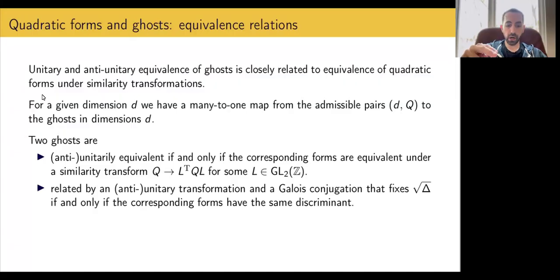So two ghosts are unitarily or anti-unitarily equivalent if and only if the corresponding forms in their pair are equivalent under some similarity transform. So I take some GL2Z matrix and I do L transpose QL to get a new form. And they're related by, so maybe I don't want to scroll back, but remember we had these polynomials. It was like 1 minus root 5 x squared plus 1, or I don't know, plus or minus, depending if it was a SIC or a ghost.